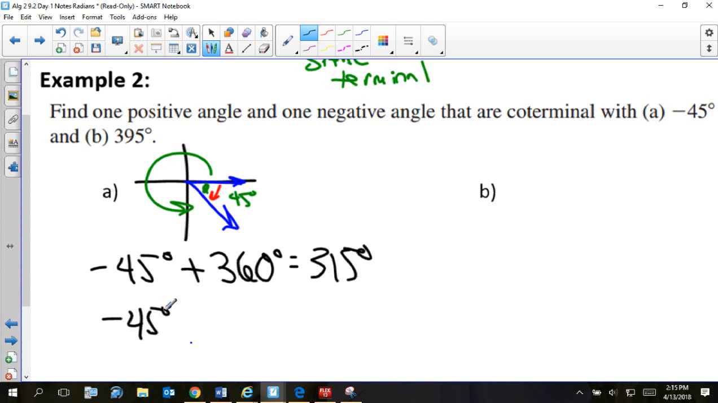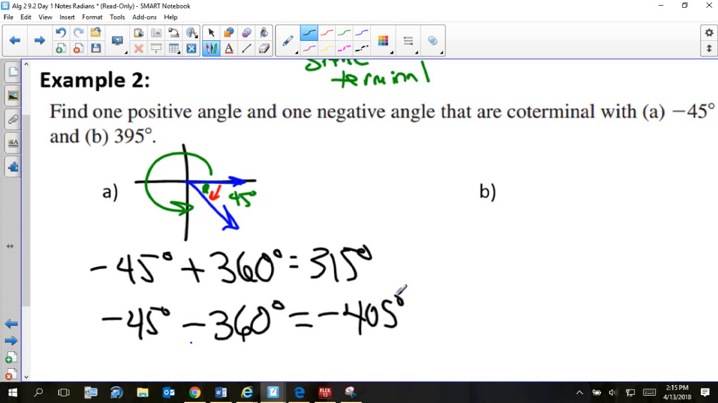I'll take the negative 45 and a negative 360 combined to get negative 405. But those are not the only answers. I could just keep subtracting 360 and get more and more negatives, or keep adding 360. But you always add or subtract 360 for coterminal.